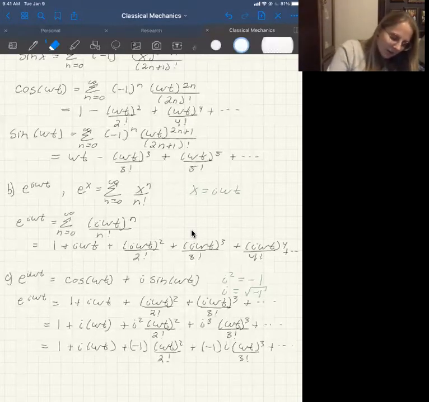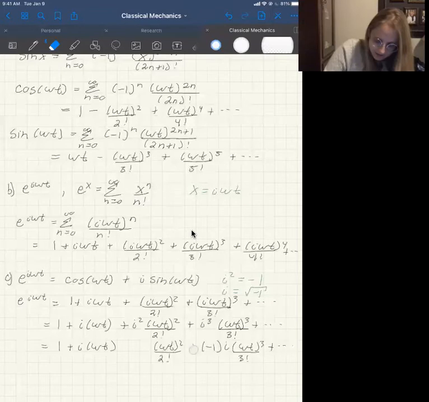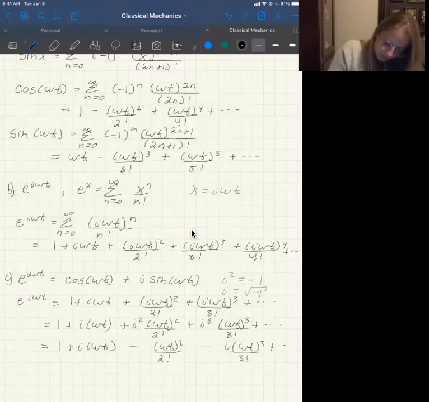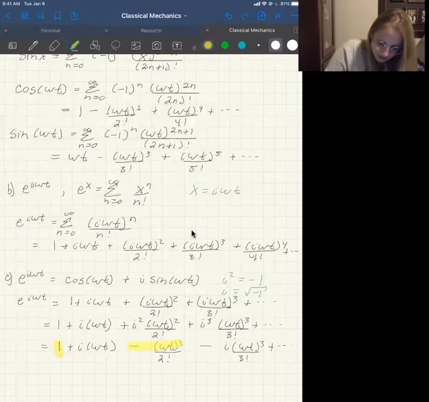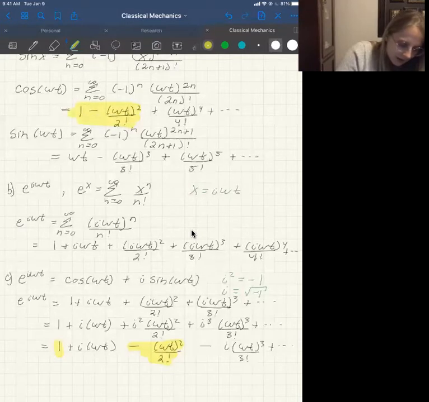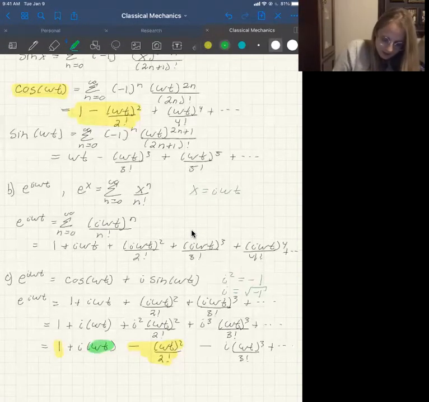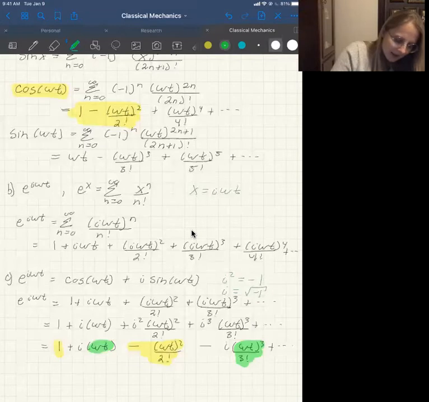And then I can go back through and I can convert all these -1s to just a minus sign. Because that's really all a minus sign is, just times -1. Okay, so what I have here is a 1 and a minus omega t to the 2 factorial. And so that looks a whole lot like these first 2 terms of my cosine expansion from up here. I also have an omega t minus omega t cubed over 3 factorial. And that looks a whole lot like these first 2 terms up here.